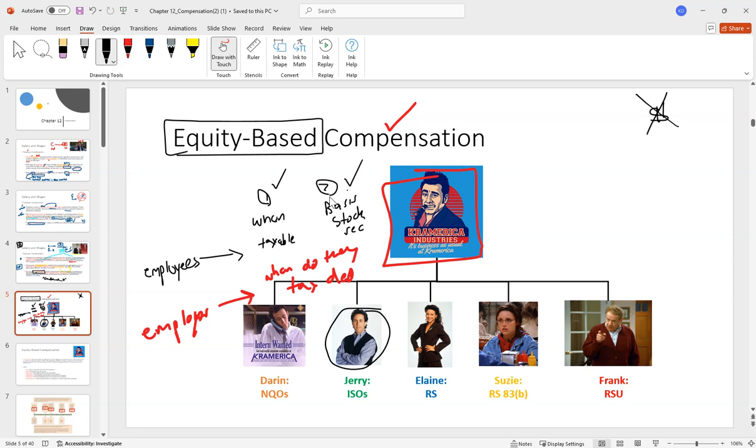We're going to use a continuing example here of Cramerica, which is the business. We'll just say it's a C Corp. We have Darren, who receives non-qualified options. We have Jerry, who receives incentive stock options. We have Elaine, who receives restricted stock. We have Susie, who receives restricted stock but makes an 83(b) election. And we have Frank, who receives restricted stock units. Let's look at a couple of these, and then I'll pause because it's halfway through the video, and we'll look at the other half in the next video.